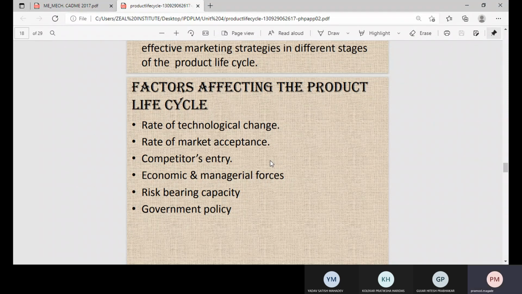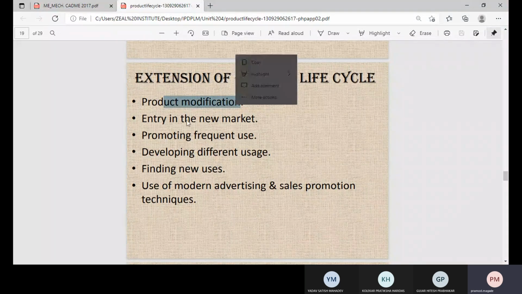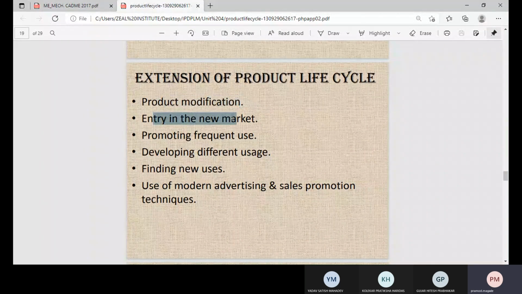Okay. So these are the factors. Now extension of the product life cycle. Of course, in case of the extension, we'll have to use the modification. We'll have to check the entry level product. We'll have to promote frequent use.